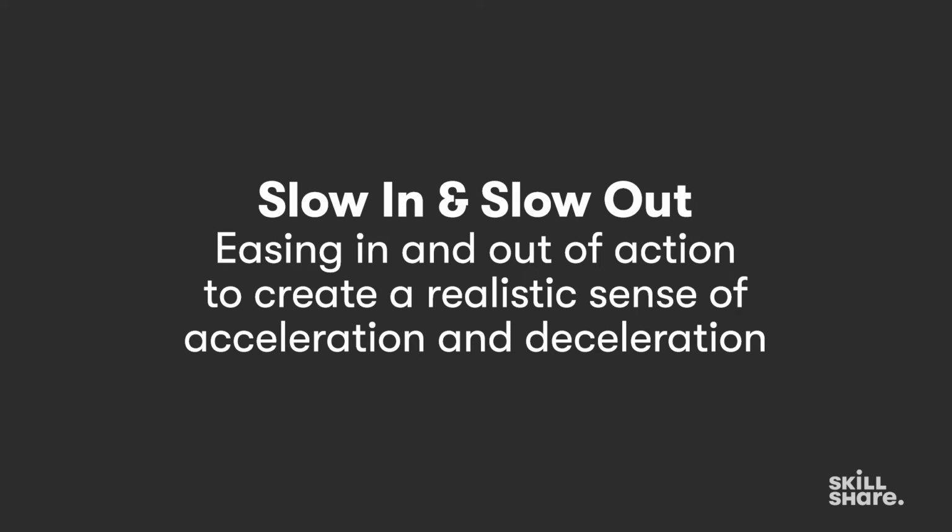The fifth principle is slow in and slow out. Slow in and slow out refers to the tendency things have to start and stop moving gradually. This is another one designed to add realism to the movement of characters. When something is performing an action, you will draw more frames at the start of the action, fewer in the middle, and more again at the end of the action, to create this ease in and ease out effect.